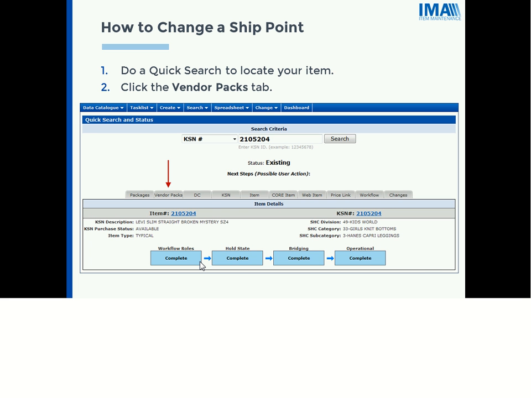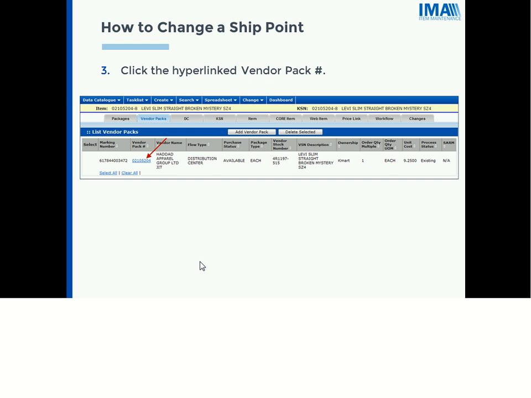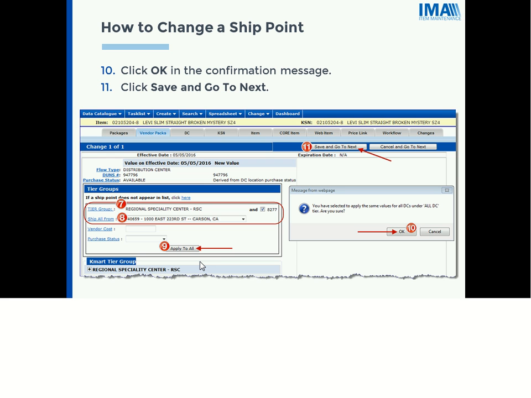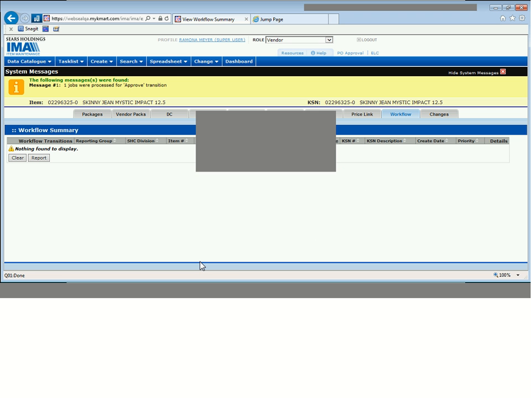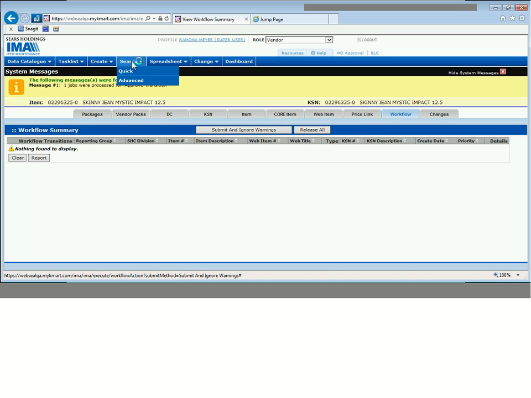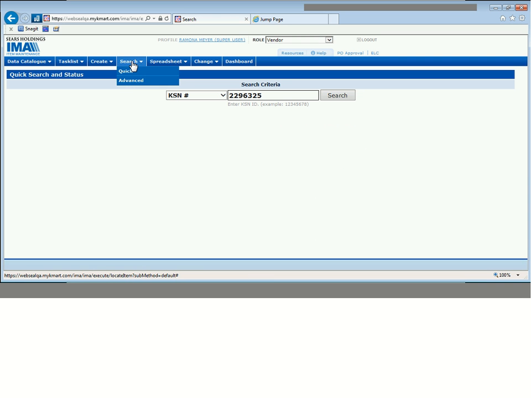All right, so we're going to go over how to change a ship point. I'm actually going to skip over these slides because I'm going to go into the application and do it for you live. But you have those in the PowerPoint for you to reference. Okay, so first thing we're going to do, we're going to search for the KSN that we want to update.